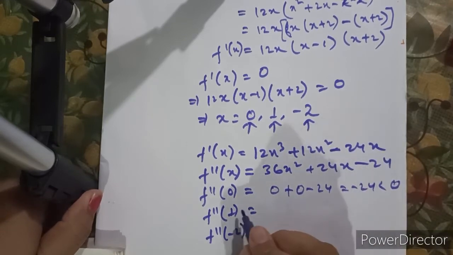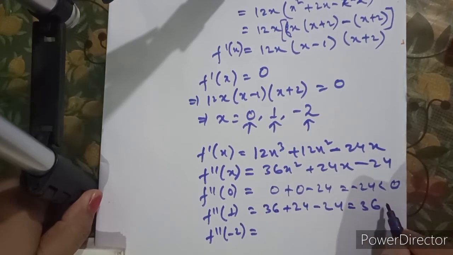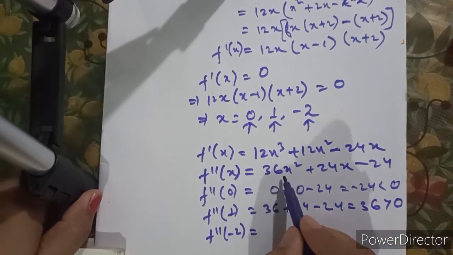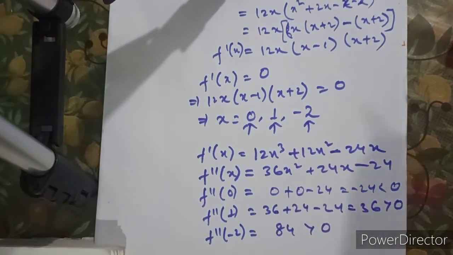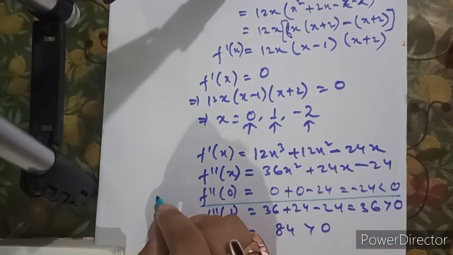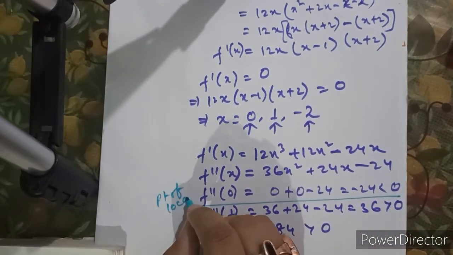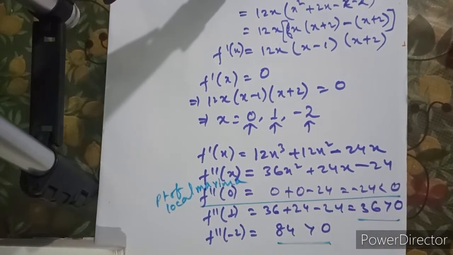Next is 1: 36 plus 24 minus 24, we are getting 36, which is greater than 0. Next, if you put minus 2, you will get 84, which is greater than 0. So now if you compare, what are we getting? Less than 0 means this is the point of local maxima. And the remaining two are greater than 0, so those two points will be called points of local minima. This is the simple procedure.